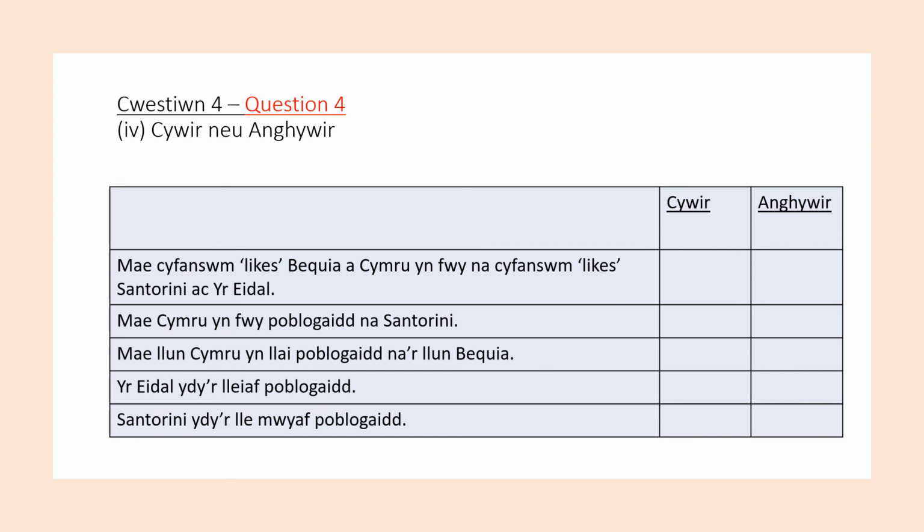Mae llun Cymru yn llai poblogaidd na'r llun Becwi. So remember, llun means picture. And then the fourth one. Yr Eidal ydy'r lleiaf poblogaidd. Hopefully you'll remember what those 2 words mean. Lleiaf poblogaidd. And the last sentence. Santorini ydy'r lle mwyaf poblogaidd. So is that one cywir or anghywir?